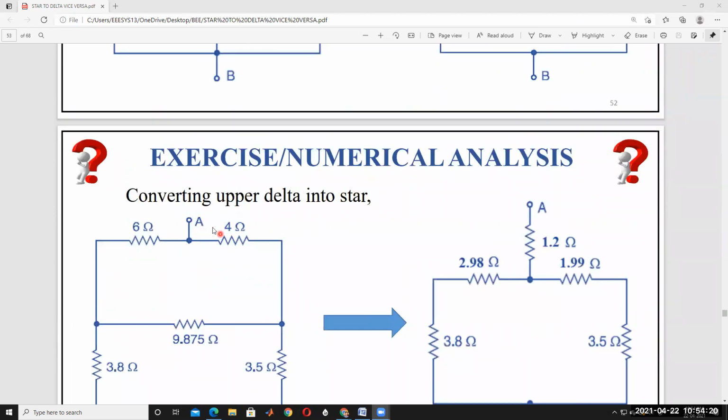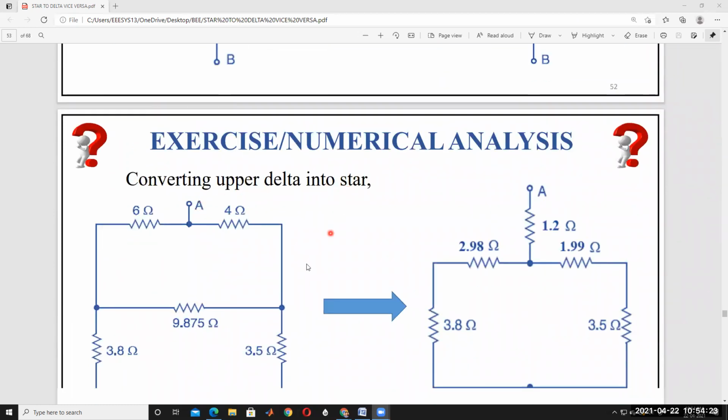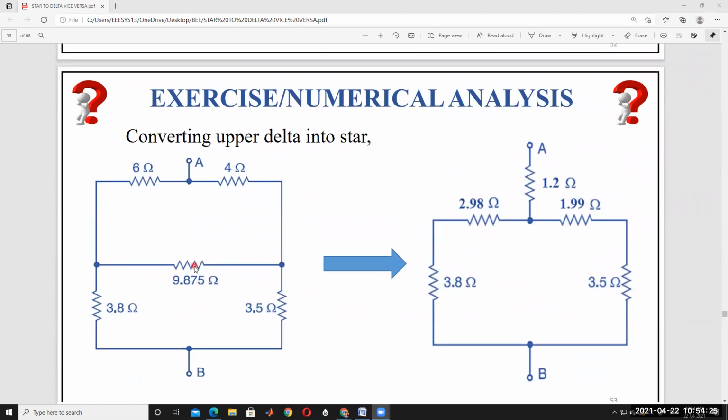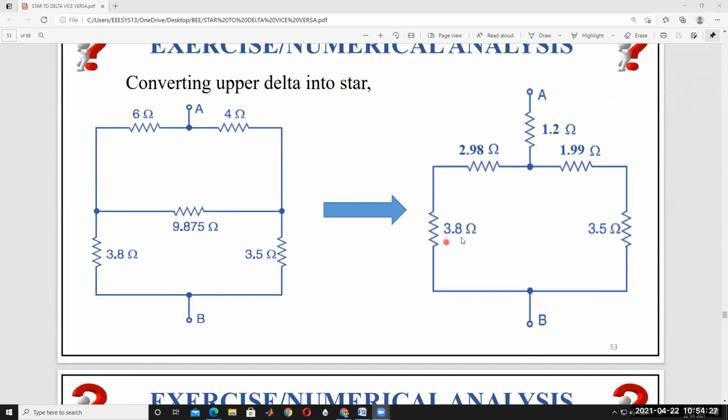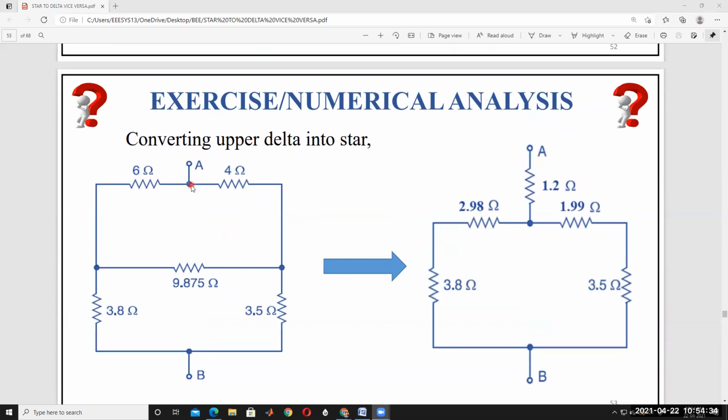So we'll get like this, converting the upper delta into star. 3.8, 3.5. So same. Convert this, otherwise this is also delta. No? This is also a delta network. Convert this network or this network. Okay. Convert this network or this network. By simplifying this network, you will get like this.